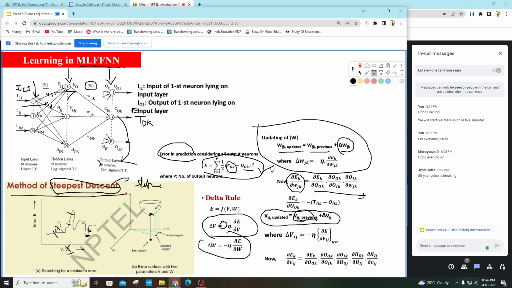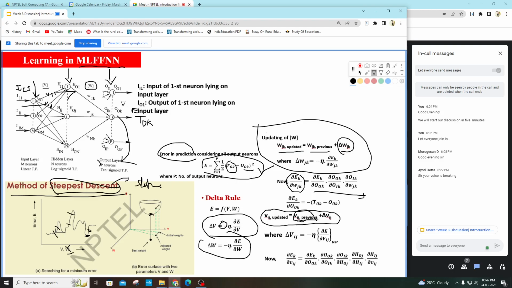Again I am repeating, what we are interested in is calculating del E by del W. But actually we don't have any direct relationship of E with respect to W, right? So what we will be using is a chain rule. Here is our error between the predicted output and the target output. From the error we will first go to OK, by this relationship.